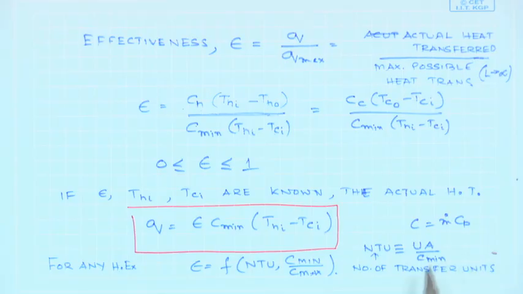While doing so, we also understand that this epsilon, the effectiveness, is a function of the ratio of C minimum by C maximum. If your C minimum corresponds to that of the cold fluid, then this would simply be the C of the cold fluid divided by the C of the hot fluid. And another parameter, NTU, the number of transfer units, is added in here. That is the effect of the heat transfer coefficients and the heat transfer area. NTU is defined as U times A by C minimum, and the concept of number of transfer units would also appear subsequently in your studies of heat transfer.